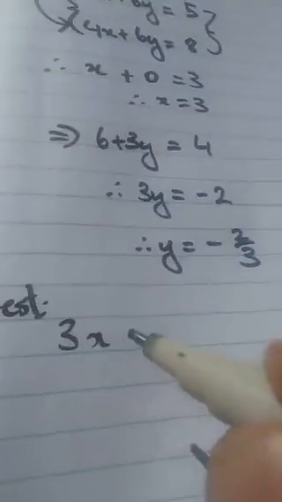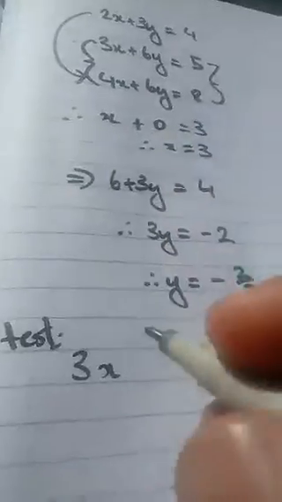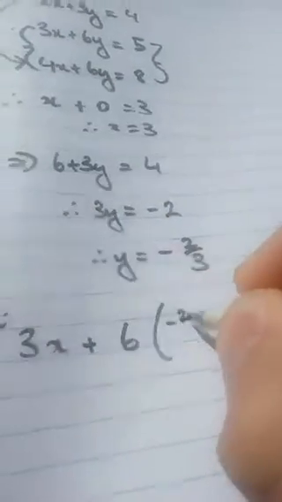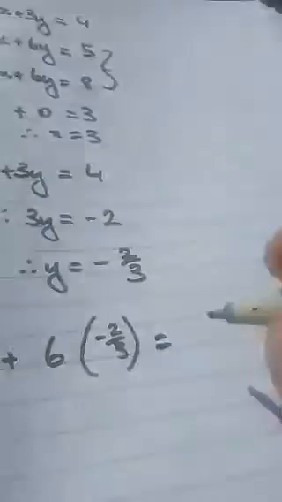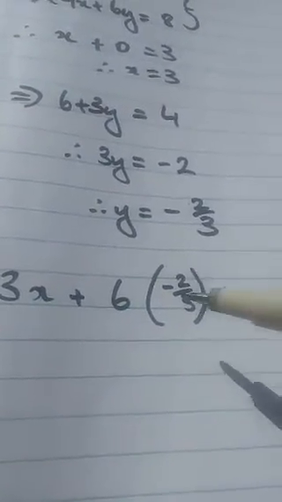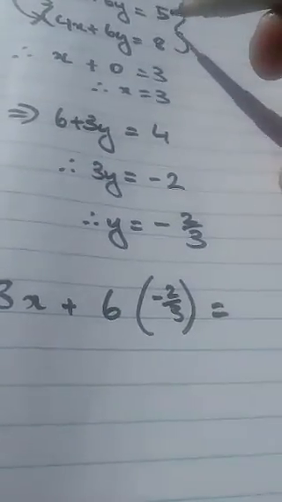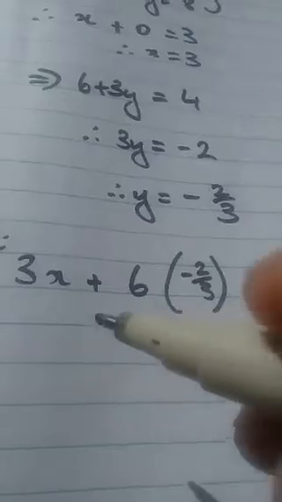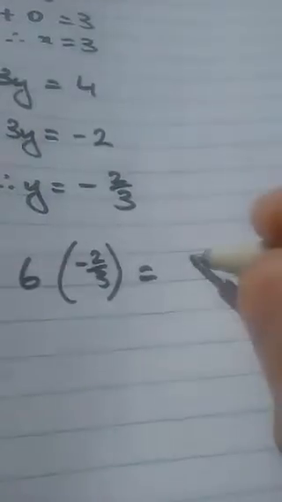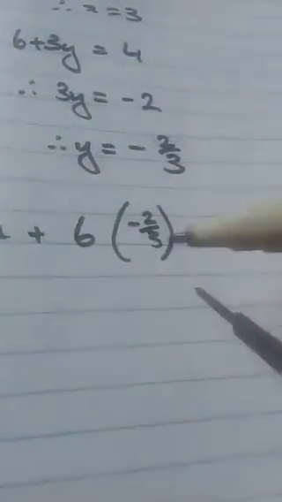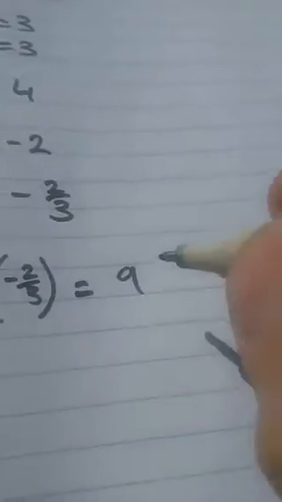All right, so test 3x plus 6y, where y equals minus 2 over 3. Let's see what that equals. Let's test if this works. If y is actually minus 2 on 3, then we should get the answer 5. So 3 by 3 is 9, and 6 multiplied by minus 2 over 3 is minus 4. 9 minus 4 equals 5. Solved.